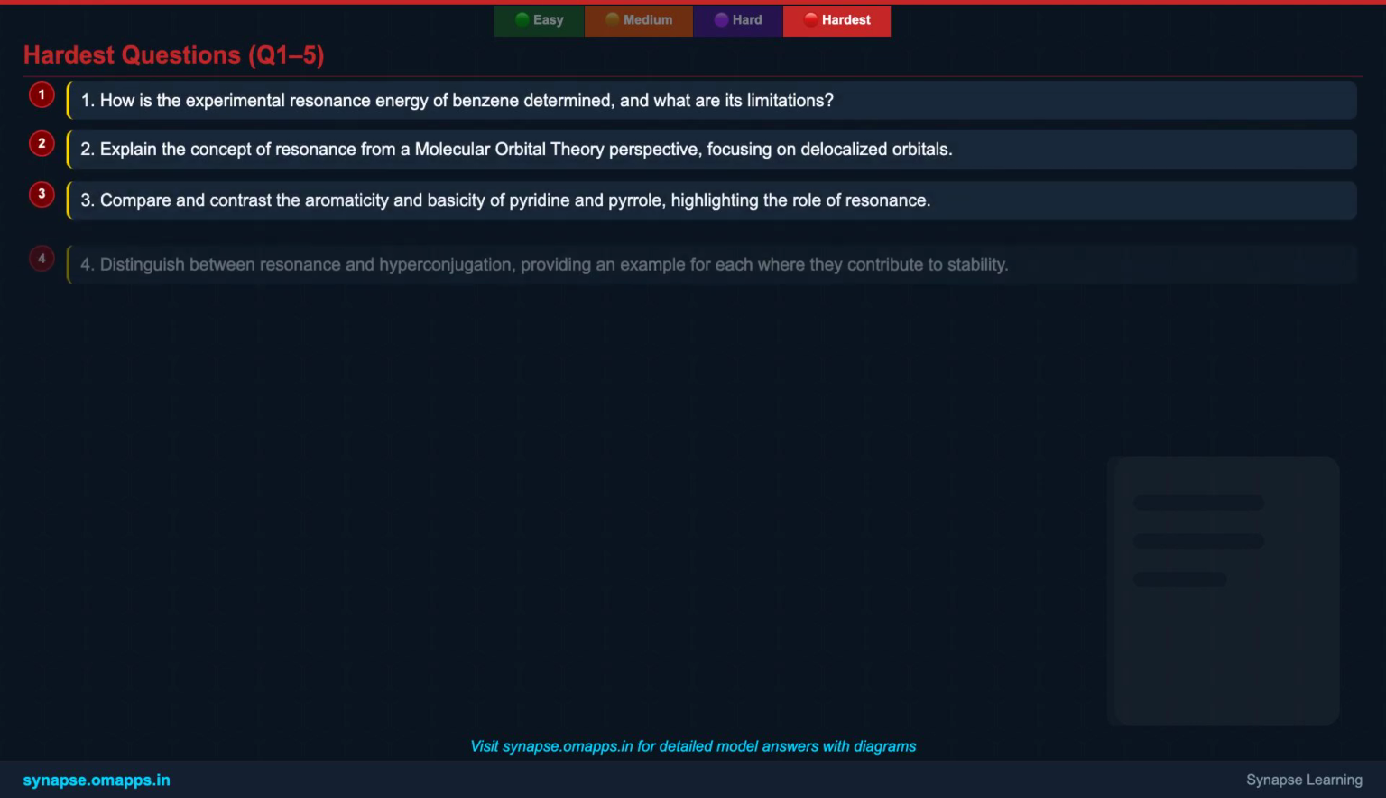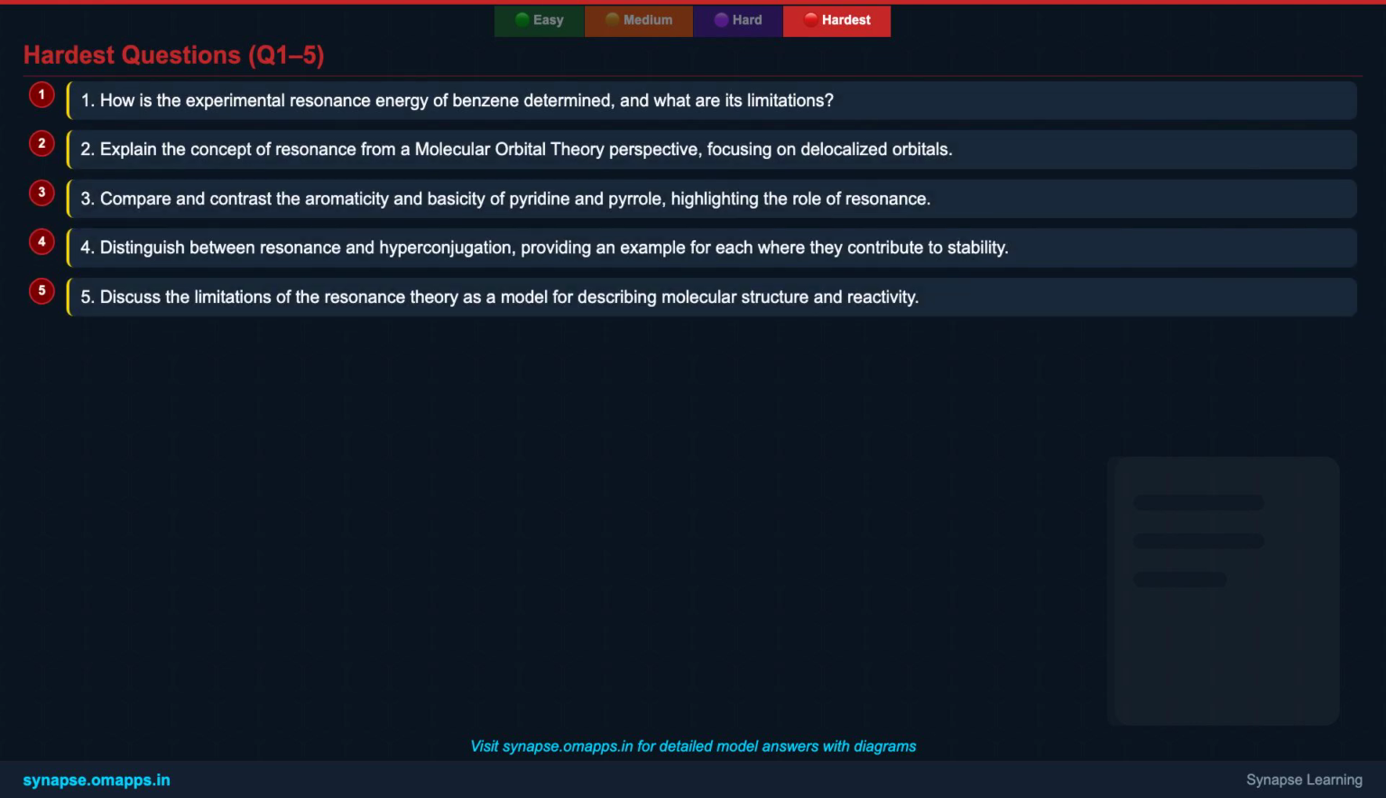Alright, let's tackle the first 5 of our ultimate challenge questions. These require a deep understanding and critical thinking. How is the experimental resonance energy of benzene determined, and what are its limitations? Explain resonance from a molecular orbital theory perspective, focusing on delocalized orbitals. Compare and contrast pyridine and pyrrole's aromaticity and basicity.